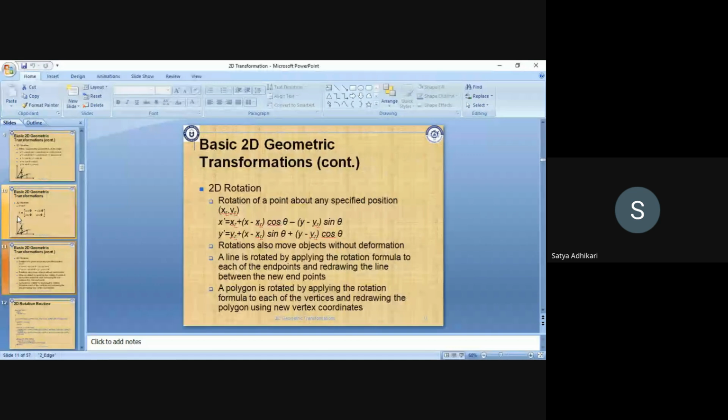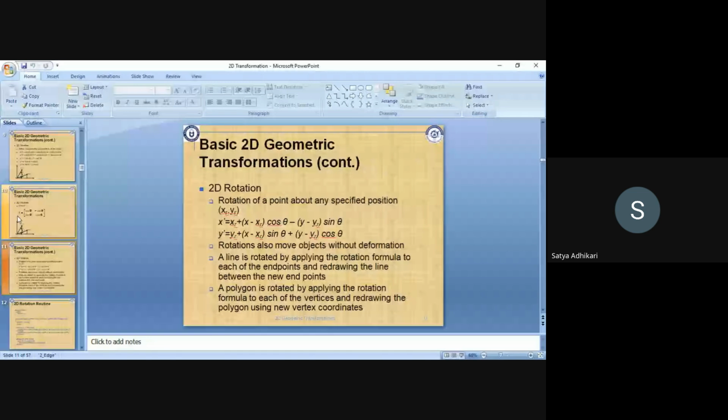So rotation also moves an object without deformation. It also moves the object, but with respect to some pivot point. That is why it is not the same as translation. Translation only translates; there was no pivot point. Rotation also moves the point from one position to another position, but it only rotates with respect to a pivot point. It may be the origin or any other point.